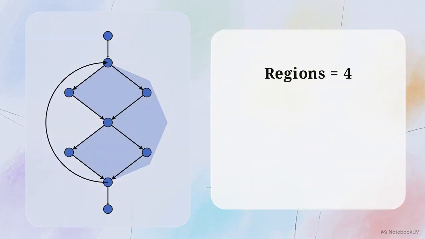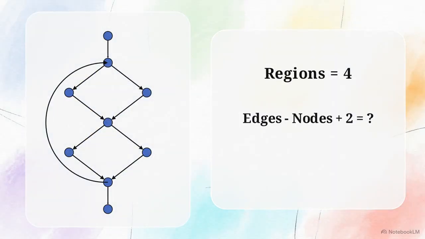The first way to calculate V of G is by counting the total number of visual regions on the graph, which includes the outside area. Here we have 3 enclosed regions, plus the outside, giving us 4. The second method uses the structure itself, counting the total edges, subtracting the total nodes, and adding 2. 11 edges minus 9 nodes plus 2 also equals 4.